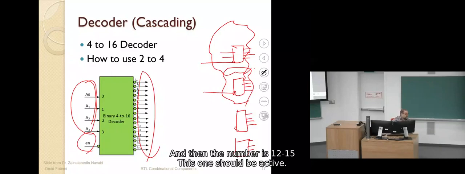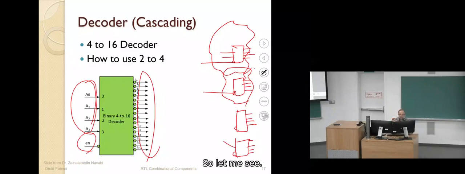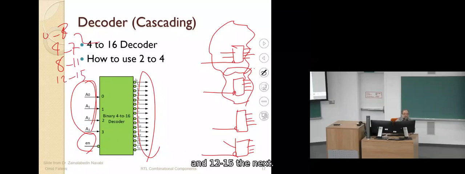And when the number is from 12 to 15, this one should be active. Okay? So let me see what did I say? I said from 0 to 3, the first one should be active. From 4 to 7, the next one. From 8 to 11, the next one, and from 12 to 15, the next one.